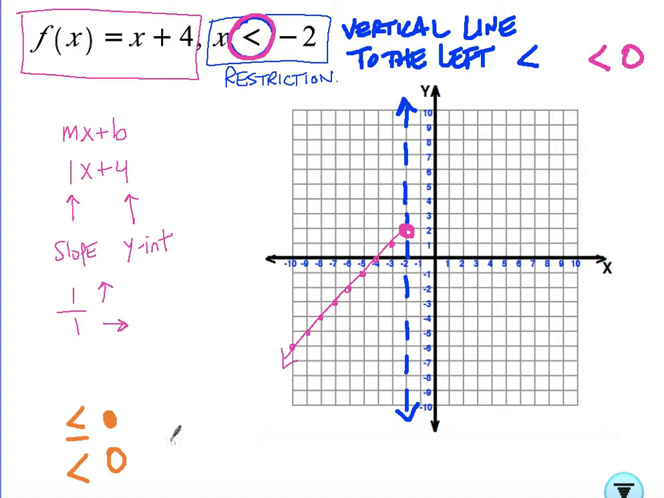Sometimes you will be able to touch the line if it's a less than or equal to, or a greater than or equal to. If it isn't "or equal to," then it's going to be a closed circle, and then you would be able to touch the line. All right, let's try another one.